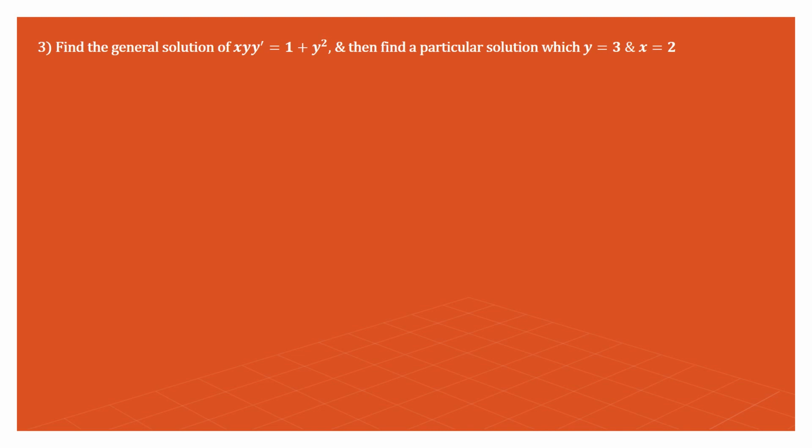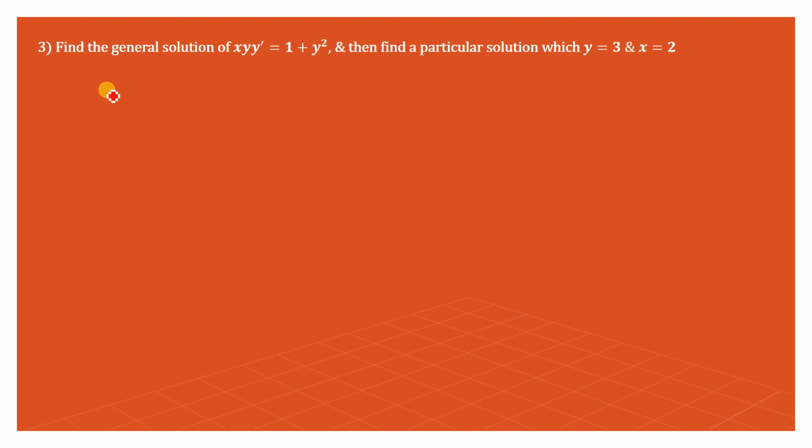Pag sinabing particular solution, kailangan matanggal yung constant. Yung wala tayong c, yung c na yon magkaka-value. Pagka-value, isa-substitute natin ulit sa general solution. Paano magkaka-value si c? If we're going to substitute the given value of x and y, which is x equals to 2 and y is equals to 3. Okay, so let's start solving.